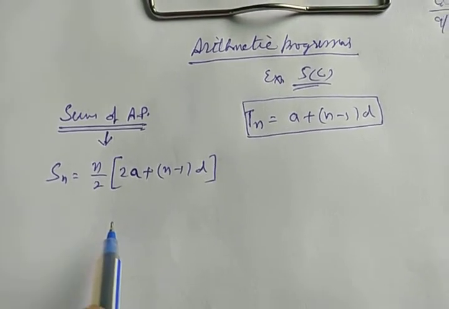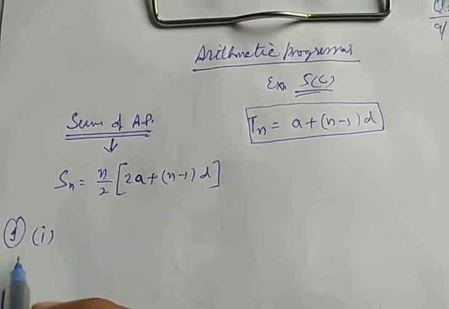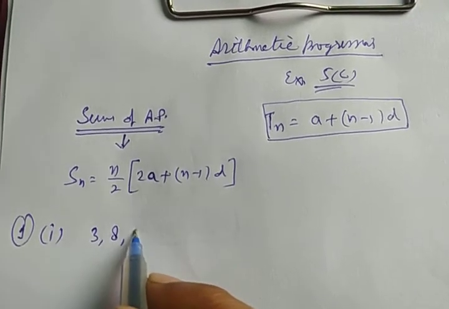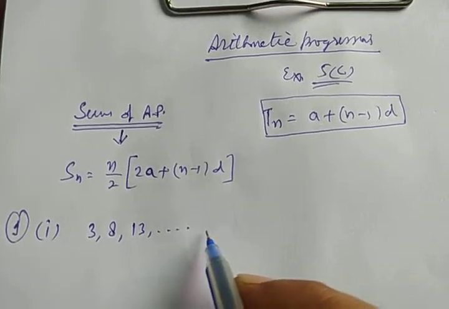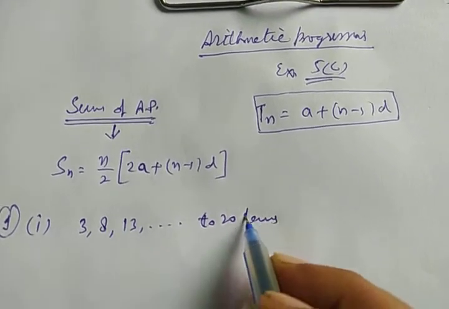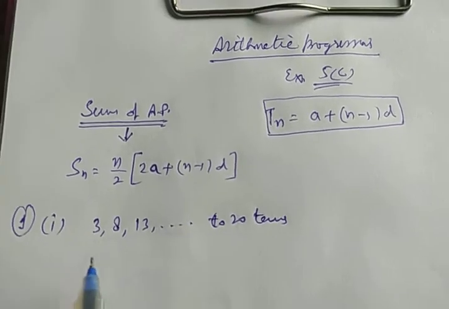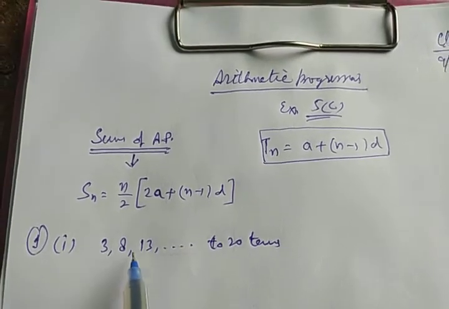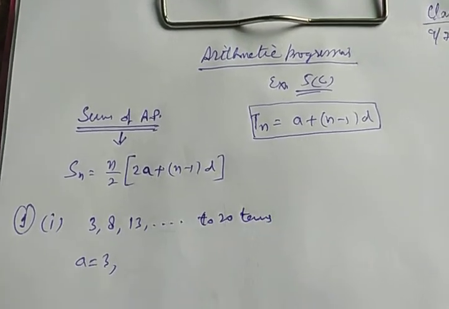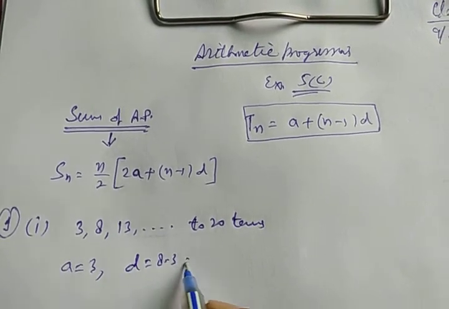It is question 1 and part 1. The AP has been given: 3, 8, 13, dot dot dot. It is written to 20 terms. It means you have to add 20 terms of this AP. So for the solution, a will be equal to 3, the first term of the series, and d will be equal to 8 minus 3, that is equal to 5.